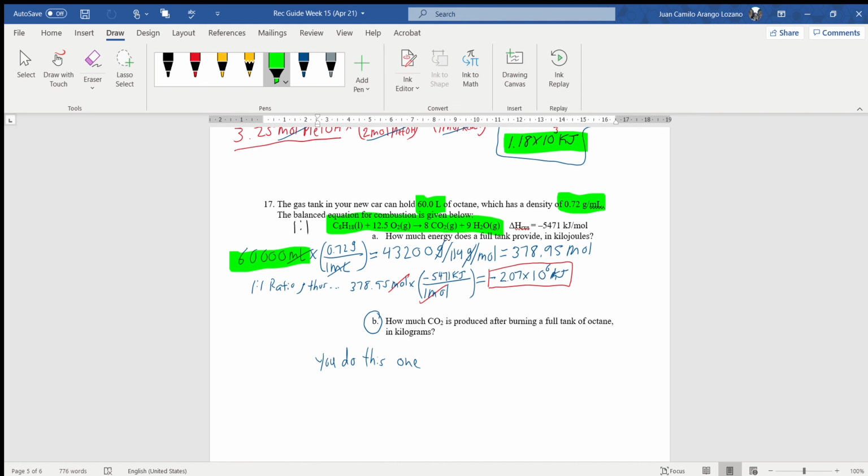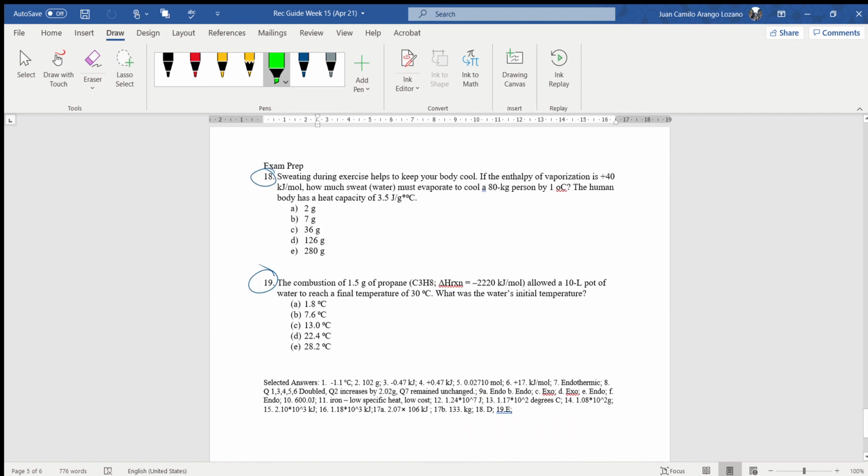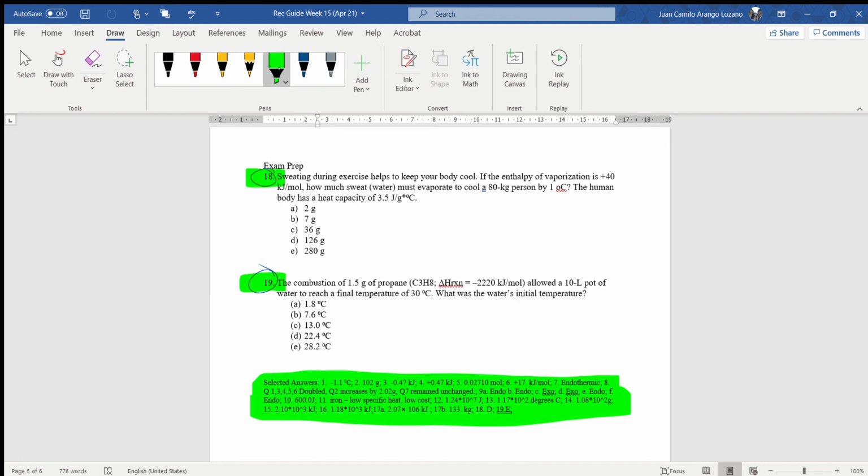And you will be doing number B or exercise B, better say, because it's basically the same. For the exam prep exercises, you will be doing 18 and 19. I recommend you guys to do it because these are very similar to those I already discussed above, and this is going to help you to understand what's going on when we are dealing with energy and heat exchange. Okay? By the way, you always will have all the selected answers, which for this guide are all the answers basically, so keep that in mind as well. I hope this helps. Please let me know if you have any further questions.